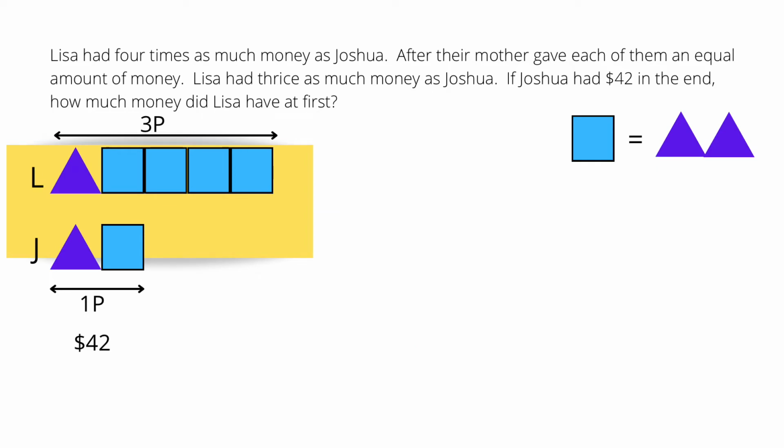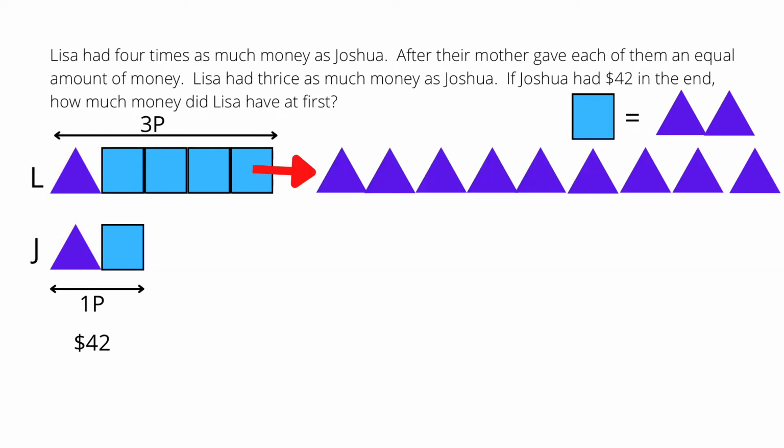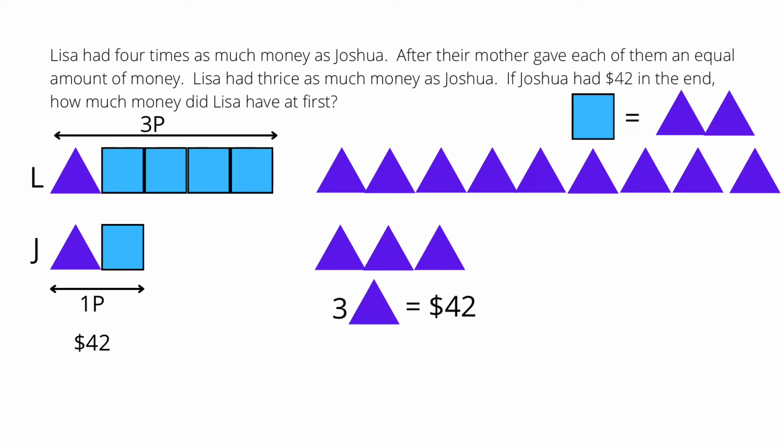So Lisa had 1 triangle and 4 units. I will replace the 4 units with 8 triangles. Now Lisa had 9 triangles. I will do the same for Joshua. Now you can see that Joshua now has 3 triangles. The amount of money that Joshua had is being represented by 3 triangles, since Joshua had $42 in the end. So we can assume that these 3 triangles equals $42.